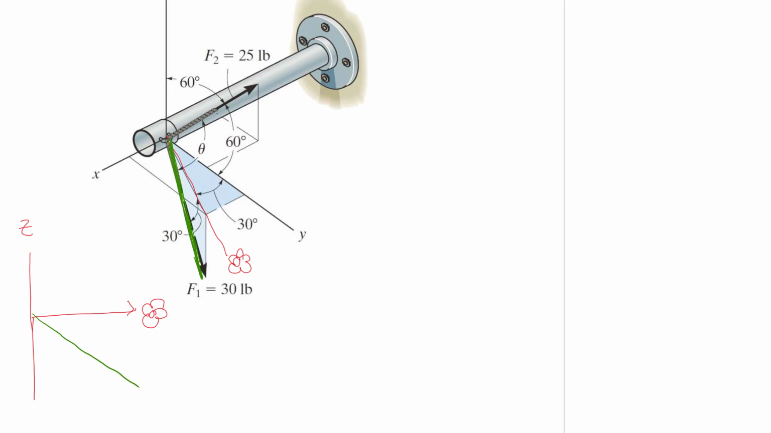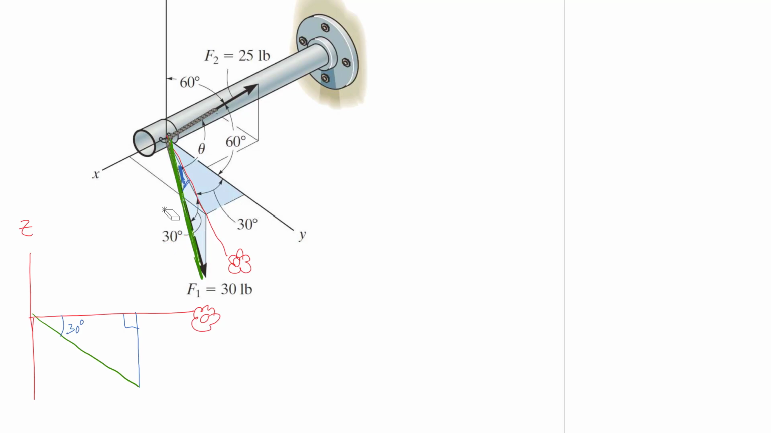Z and flower are perpendicular, so let me draw this a little bit longer. If I was going to draw this up, this would be perpendicular. So I've got my 30 degrees. This 30 here is the 30 degrees between flower and Z.